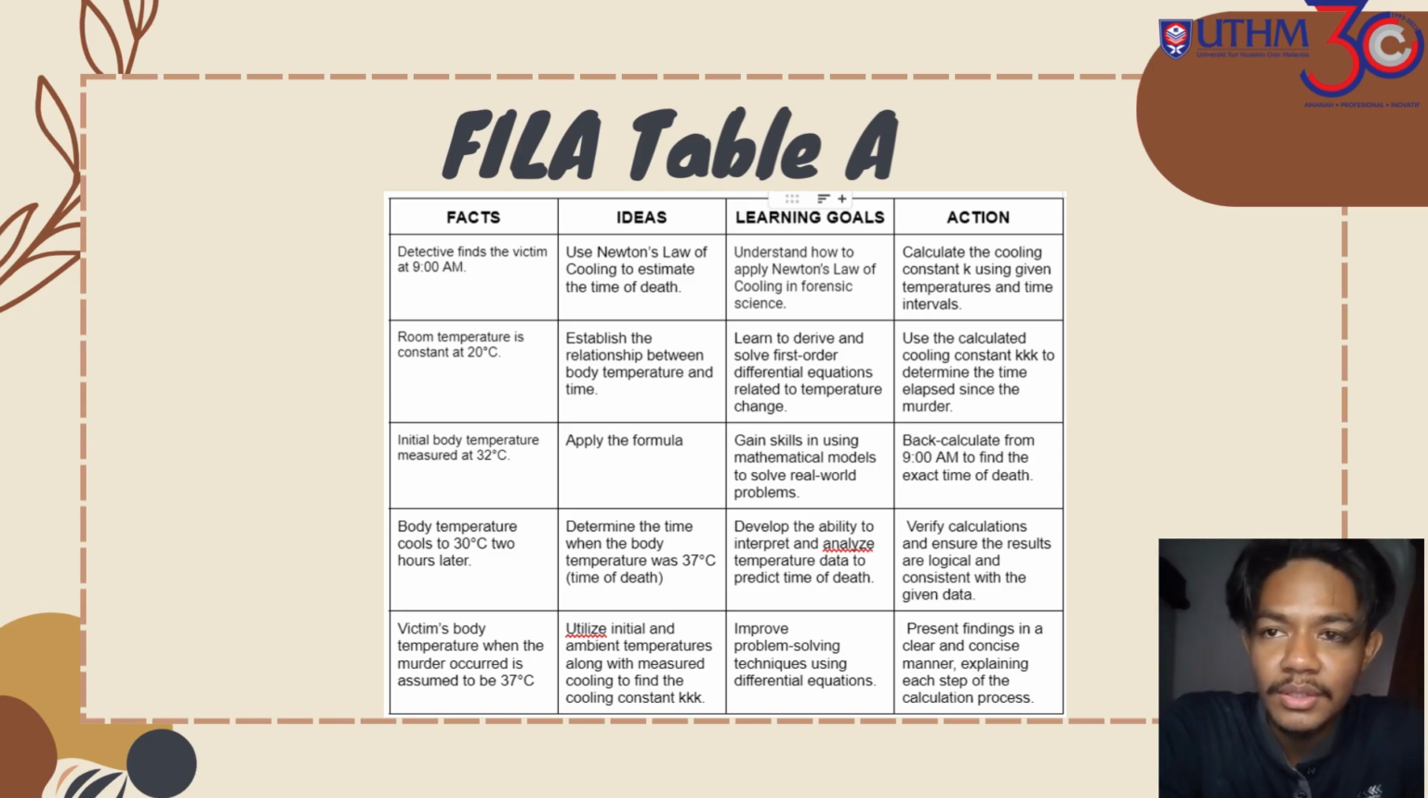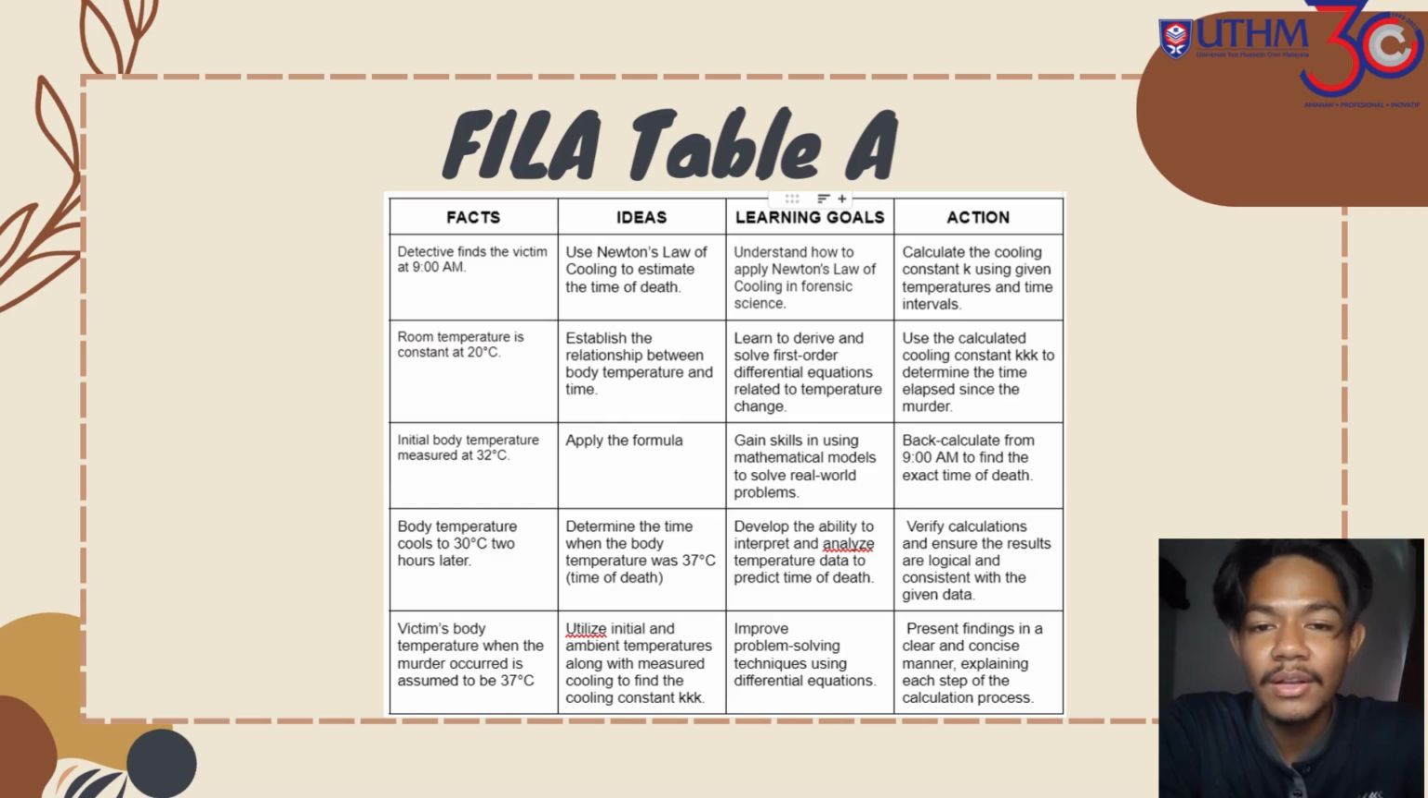And next we move on to the ideas. There are also 5 main ideas on this Fila table. First one, we can use Newton's law of cooling to estimate time of death. We can establish the relationship between the body temperature and time. And thirdly, we can apply the formula. And fourth one, we can determine the time when the body temperature was at 37 degrees Celsius, which is the time of death. And lastly, we can utilize initial and ambient temperatures along with the measured cooling to find the cooling constant K.